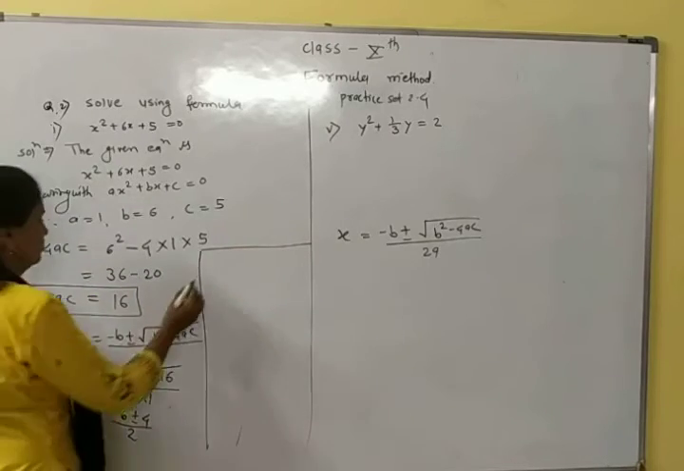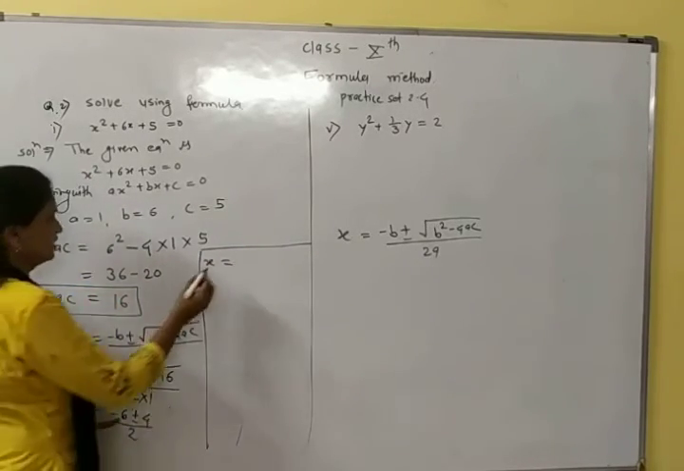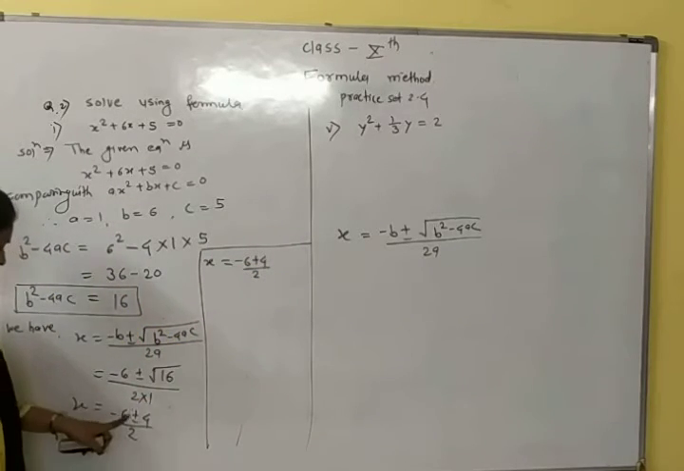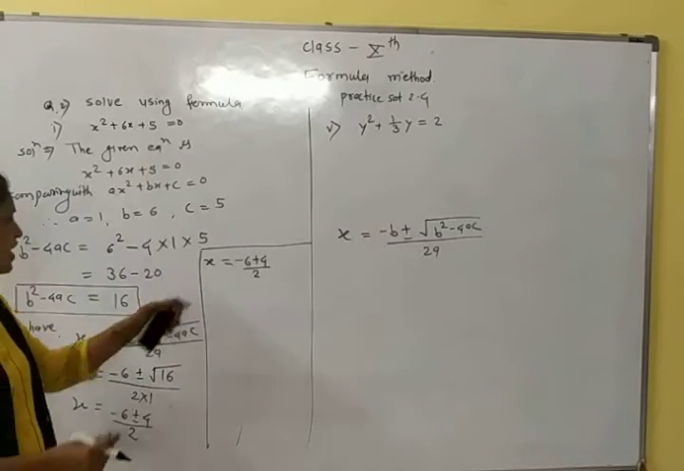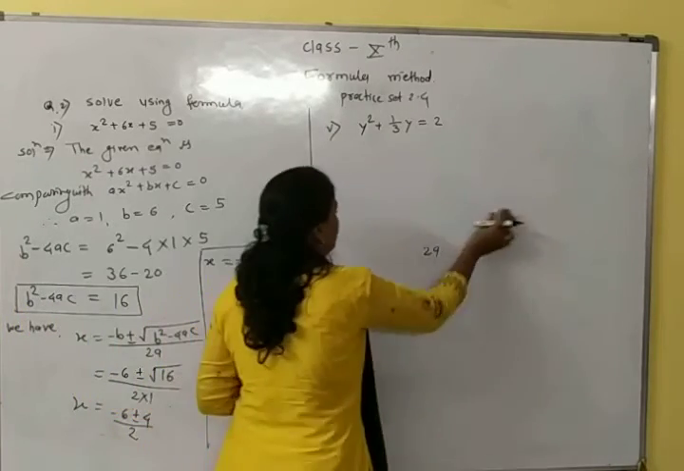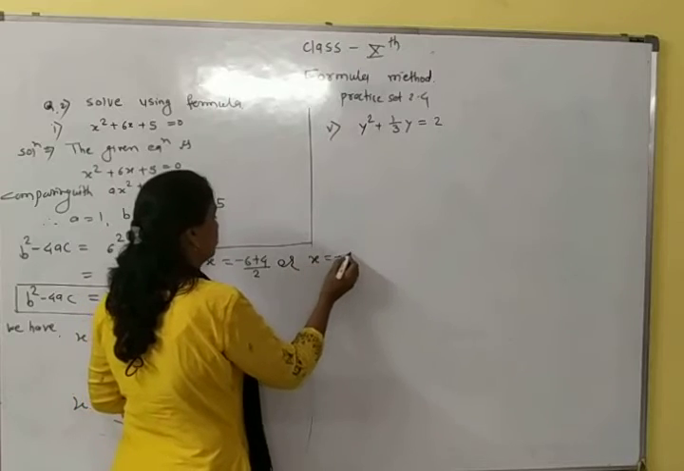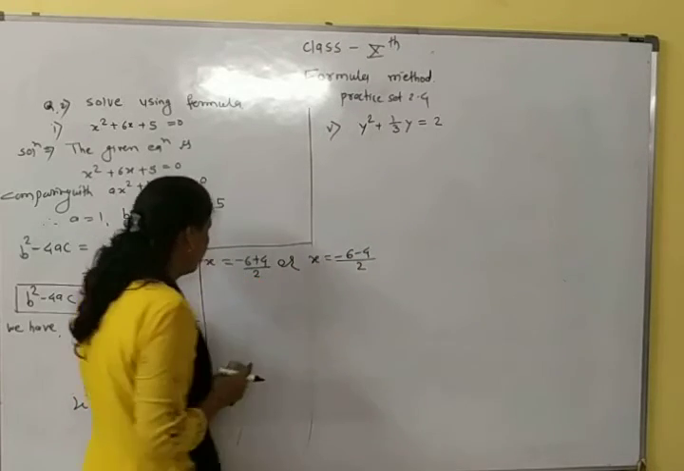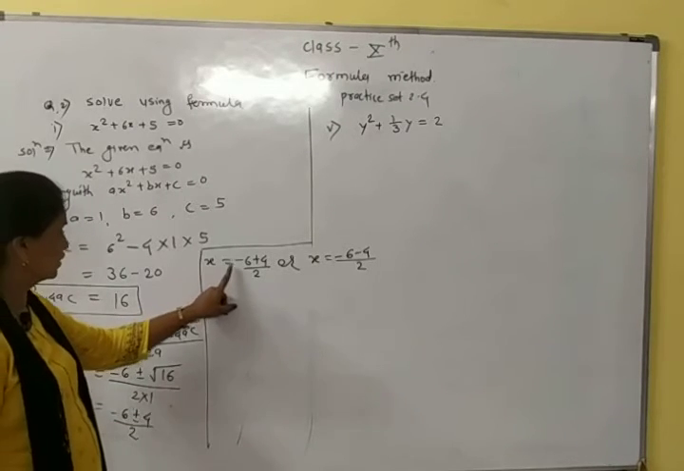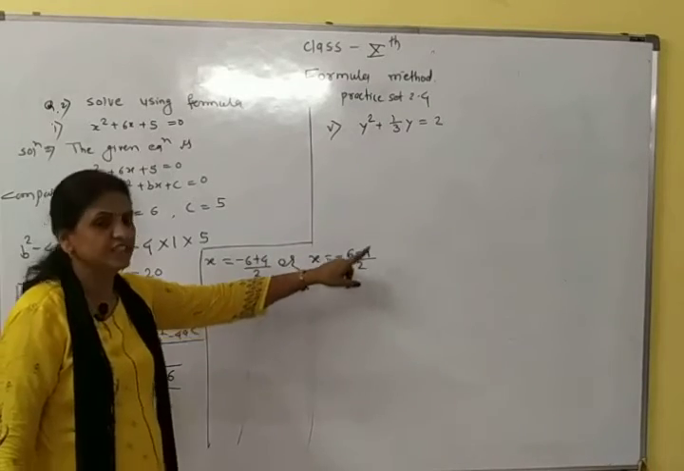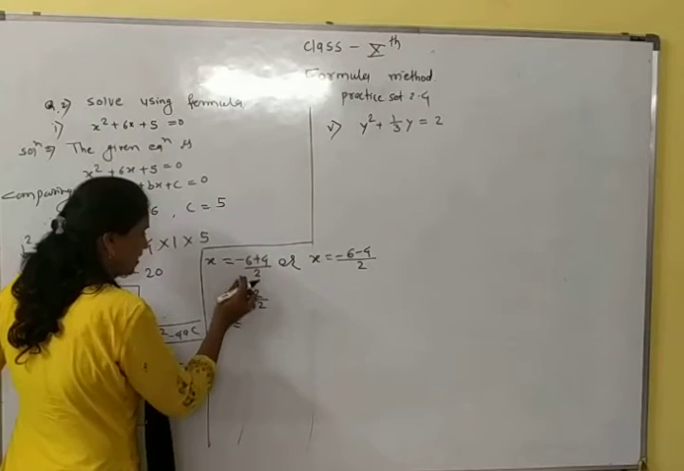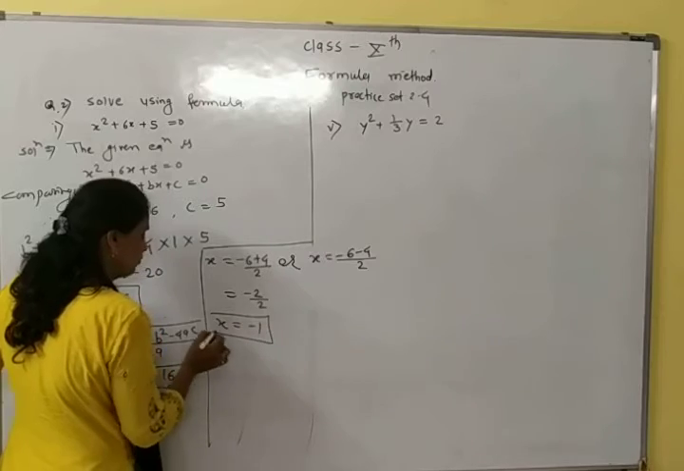Then x equal to minus 6 plus or minus 4 upon 2. Therefore, x equal to minus 6 plus 4 upon 2 or x equal to minus 6 minus 4 upon 2. Then solve this. Minus 6 plus 4 is minus 2, and minus 2 upon 2 means minus 1. Therefore, x is equal to minus 1.